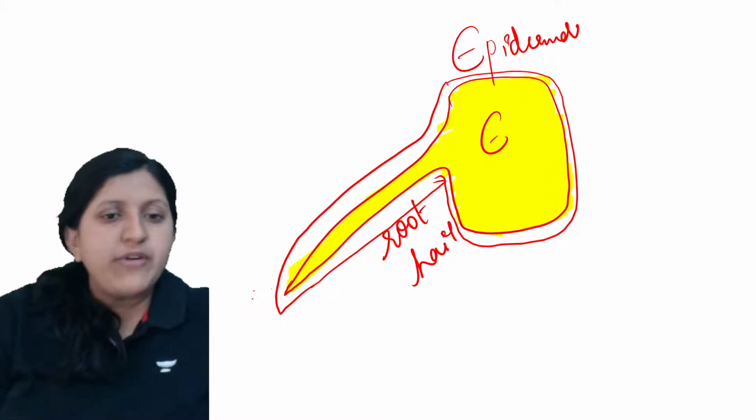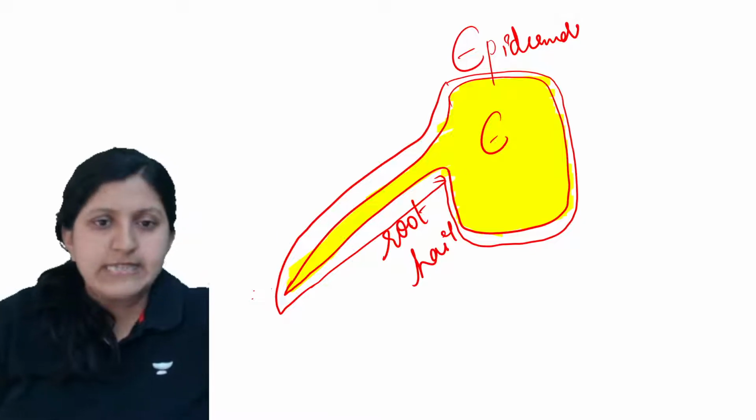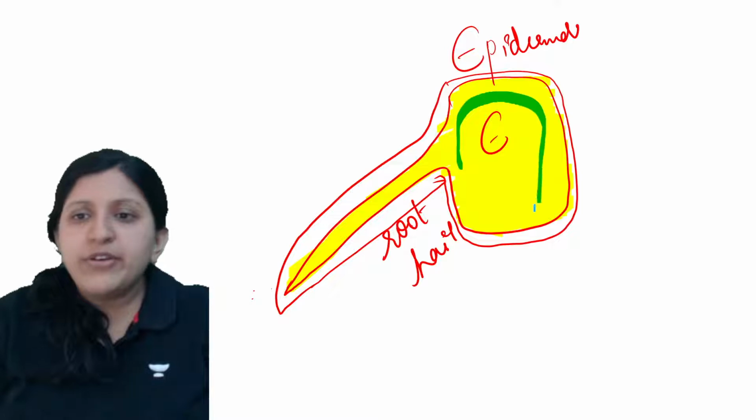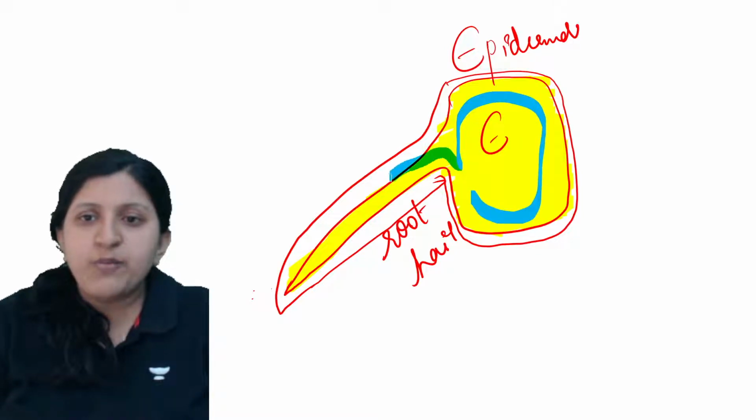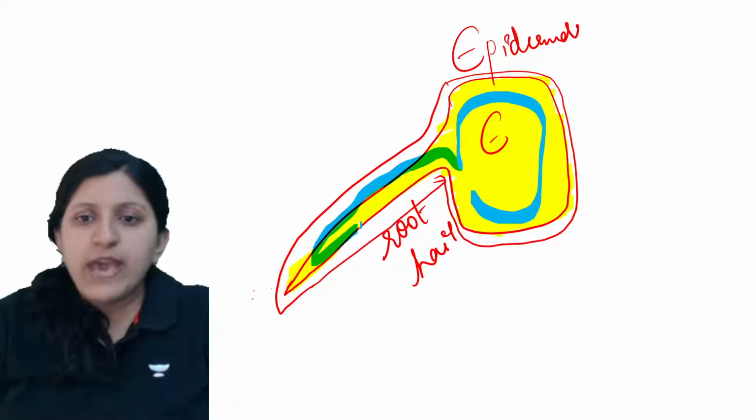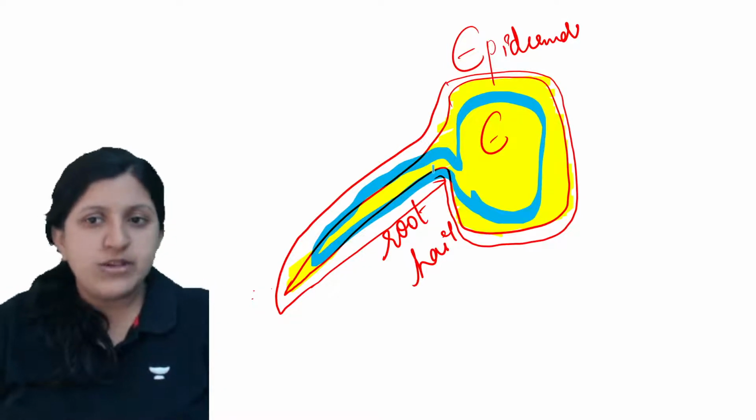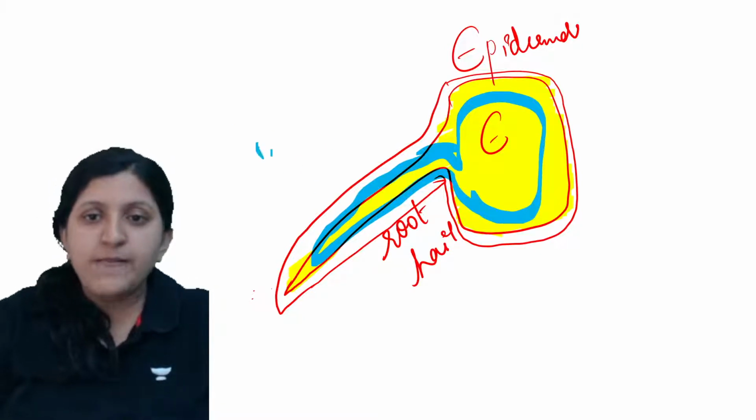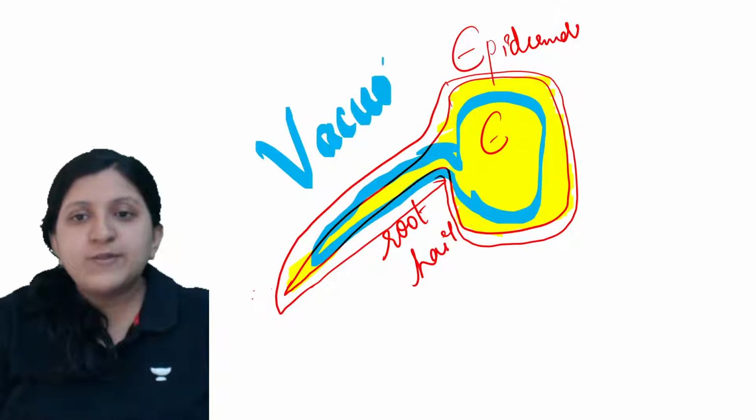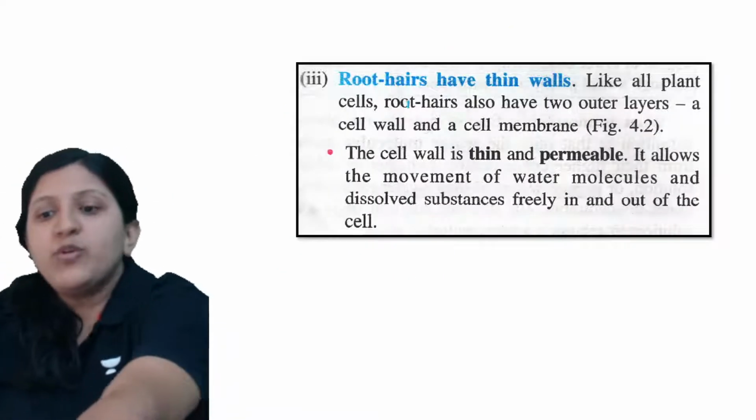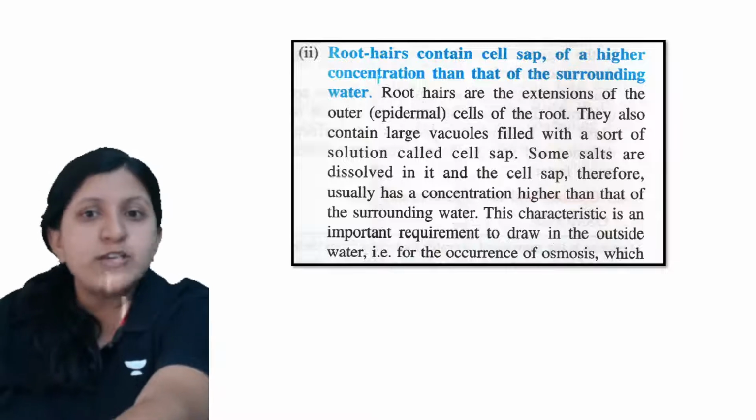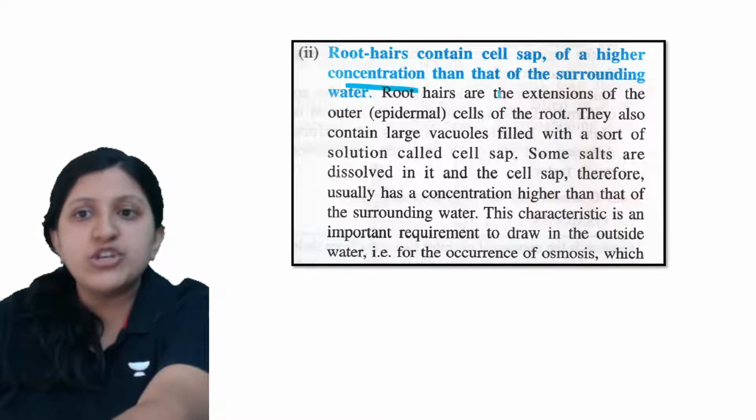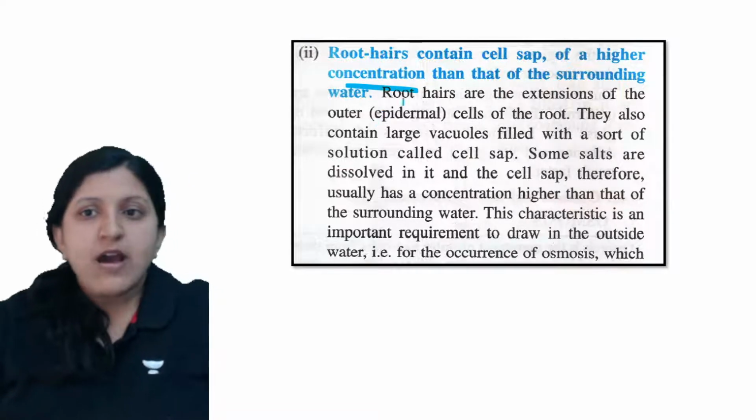Now you can find a vacuole also there. This is completely cytoplasm. The vacuole is present, and you can see that the vacuole is covering a huge surface area. Maximum space is covered by the vacuole. As the point mentions here, the root hair contains cell sap that is of a higher concentration than that of the surrounding water.